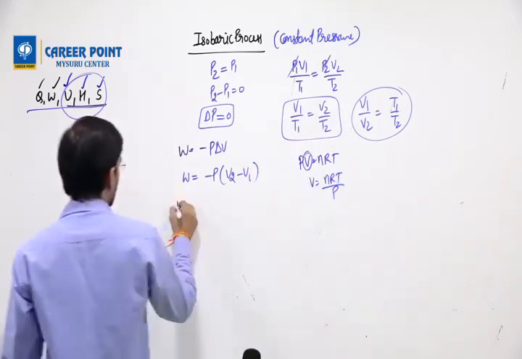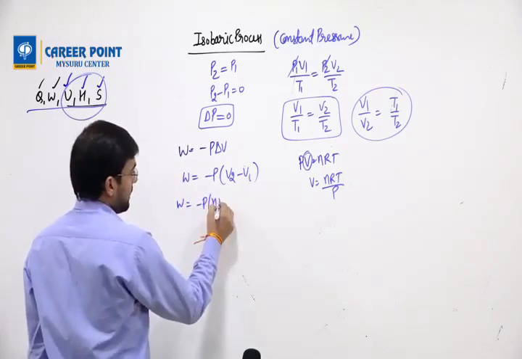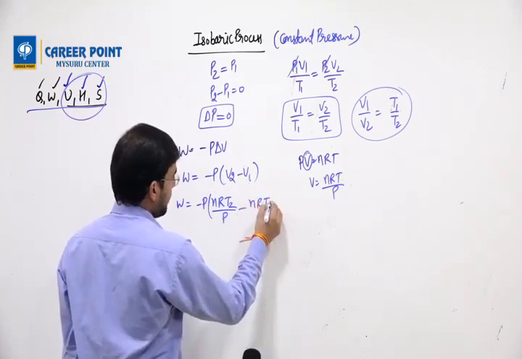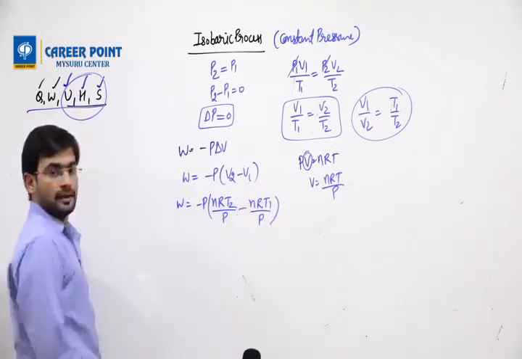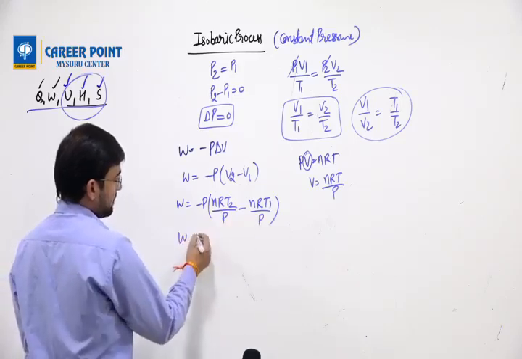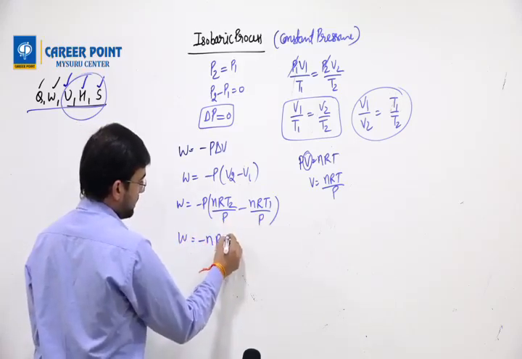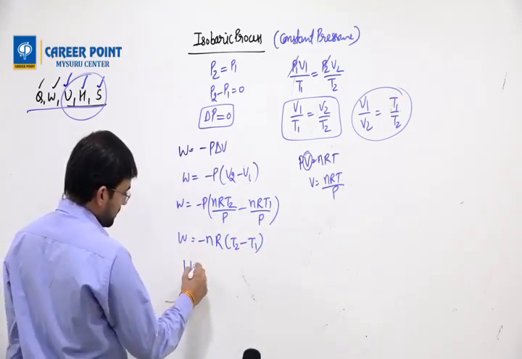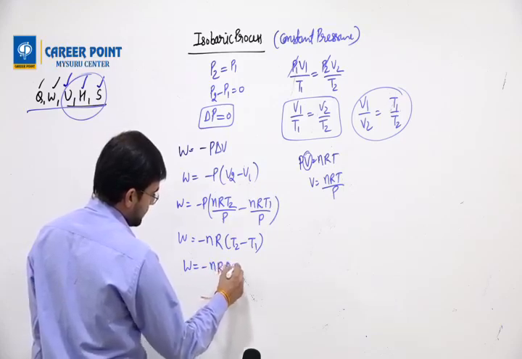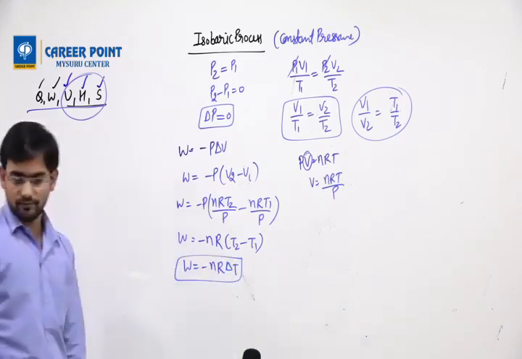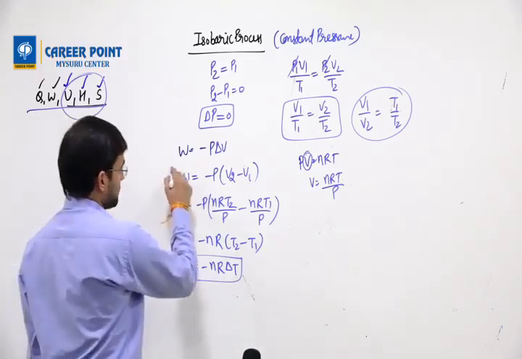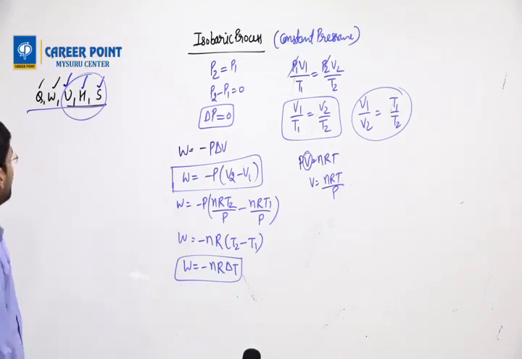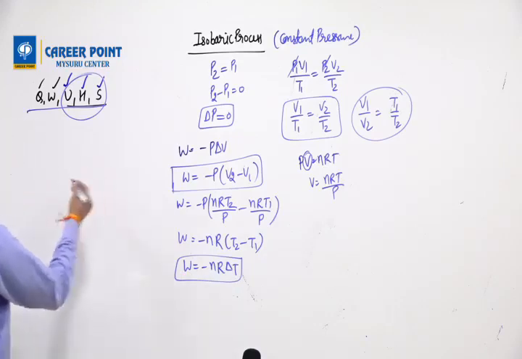So this V is equals to nRT by P. It means this formula could become as minus P, nRT2 by P minus nRT1 by P. That means P and nR can come common, so it will become nR(T2 minus T1), which will become W equals to minus nR delta T. One is this formula, W, this is another formula.